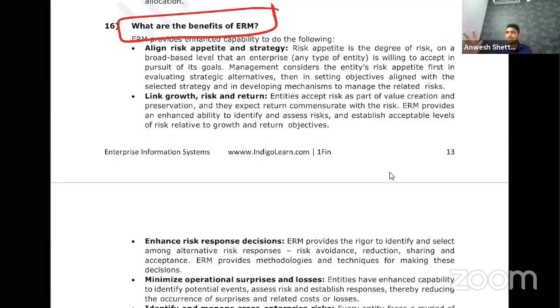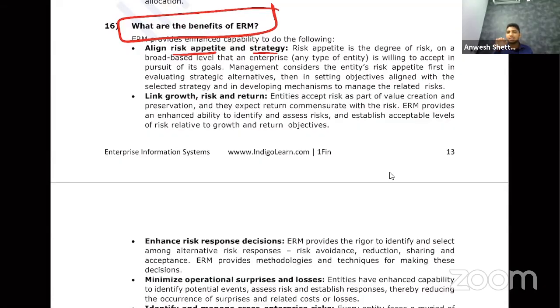So the first point they are saying is align risk appetite and strategy. First thing is, what is risk appetite? How hungry am I for risk? Can I take too much risk at the age of 70? If the answer is no, you should suggest he put money in FD. So align in the sense that it will match. What is the expectation of the old guy?